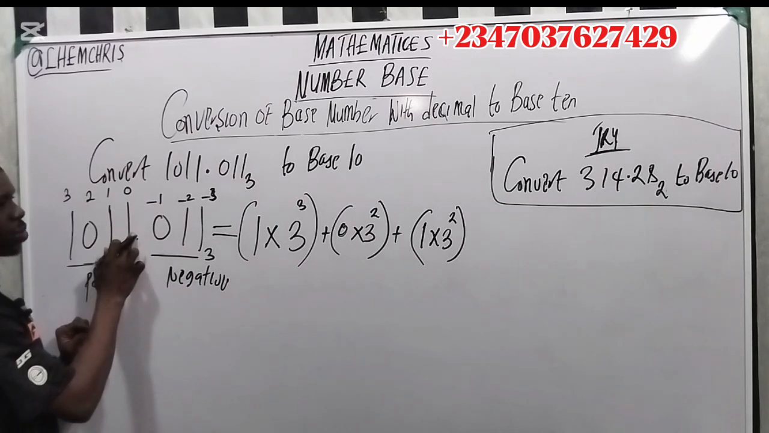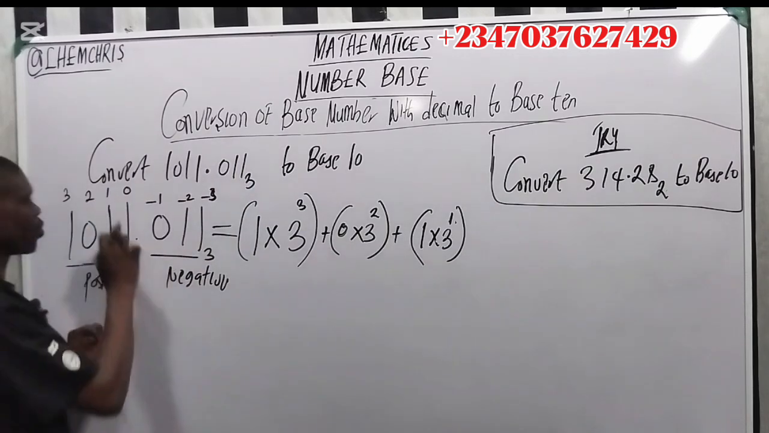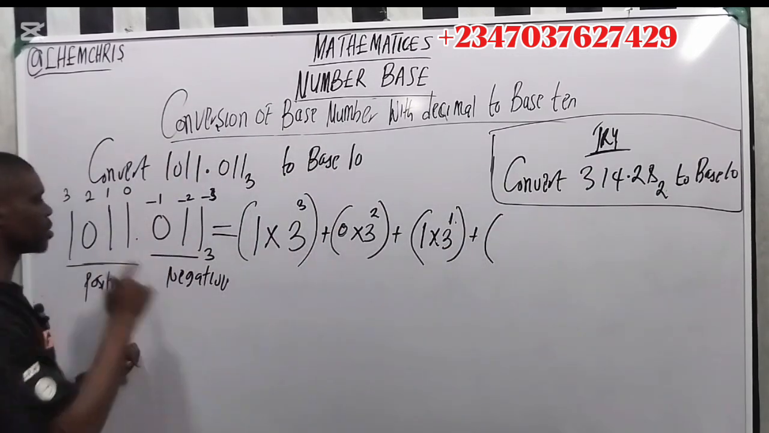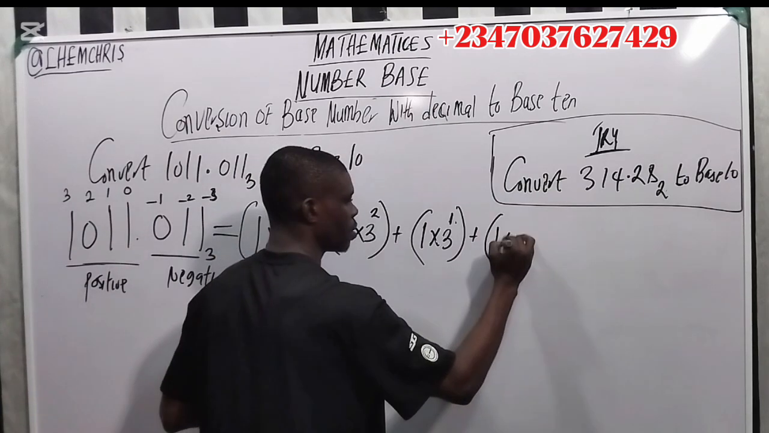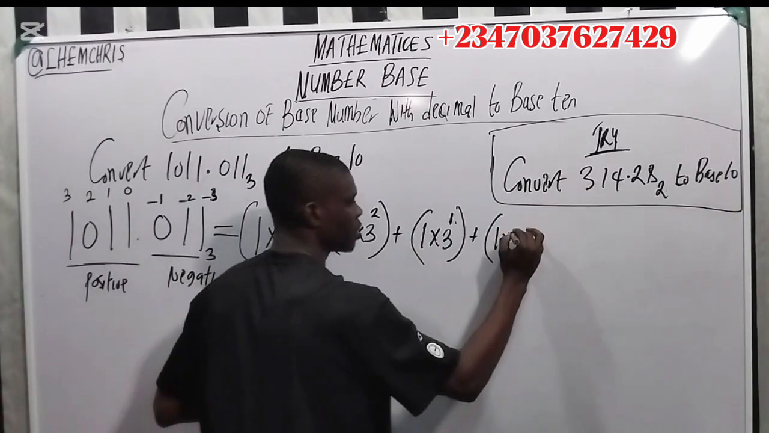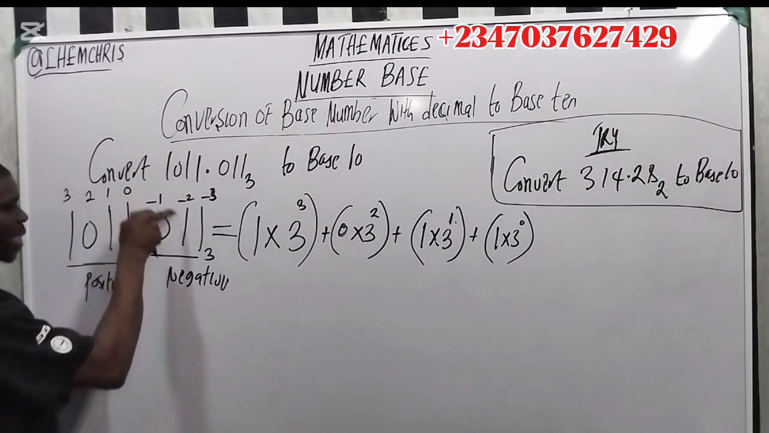Then we now have this one here. Here is going to be 1. Then here we now have plus 1 times 3 raised by 0. So yeah, you are doing this other one. Let me do this other one here.